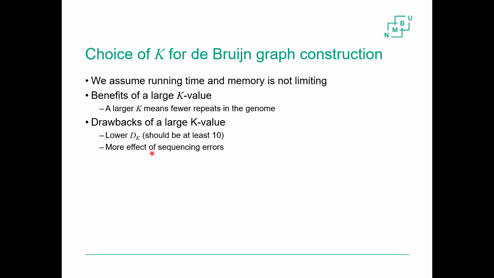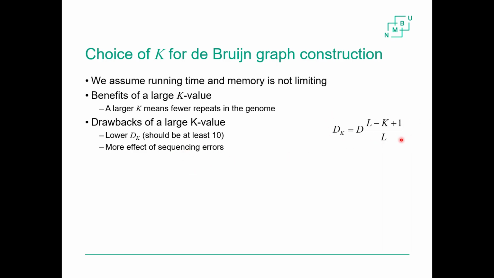And also, you have more effects of sequencing errors, because if you have very long k-mers, and if there are only a few errors, then very many more k-mers will have errors inside them, right? Because each k-mer covers a larger part of the read, right? So if a read has one error and you use very long k-mers, then almost all the k-mers have this error inside them somewhere.